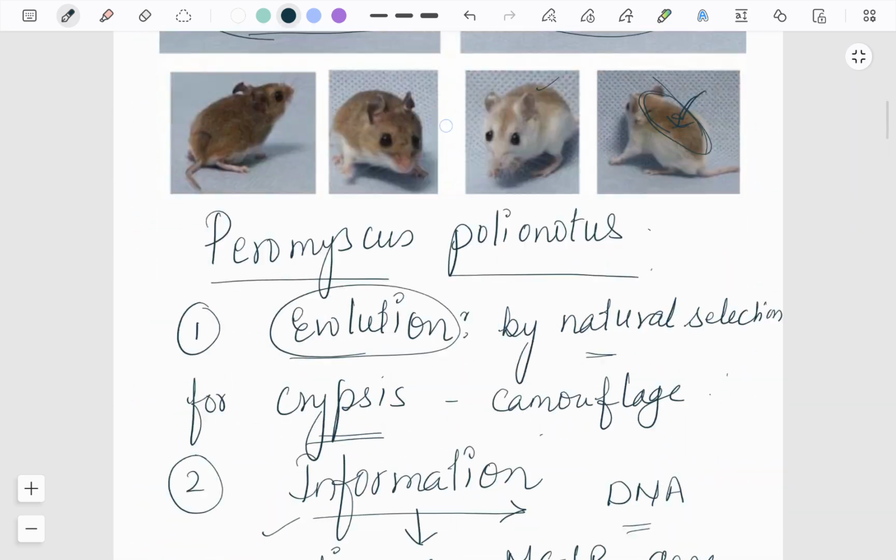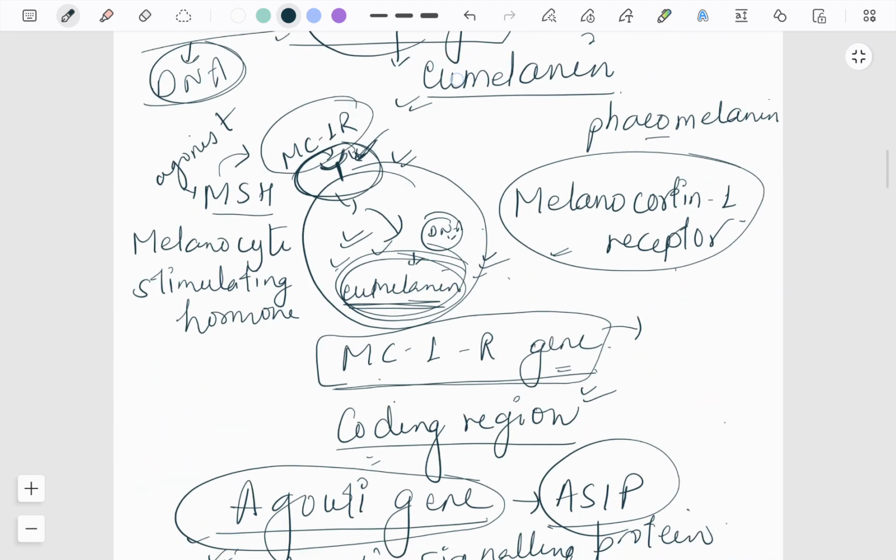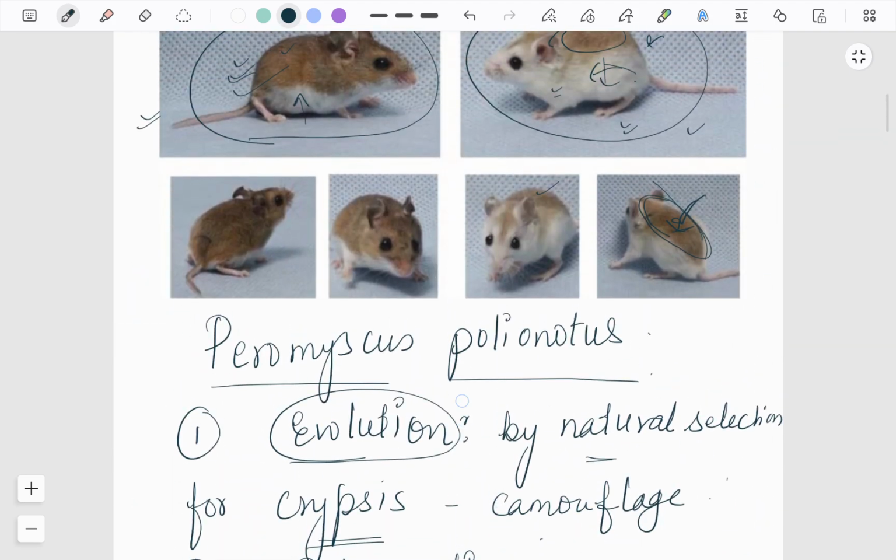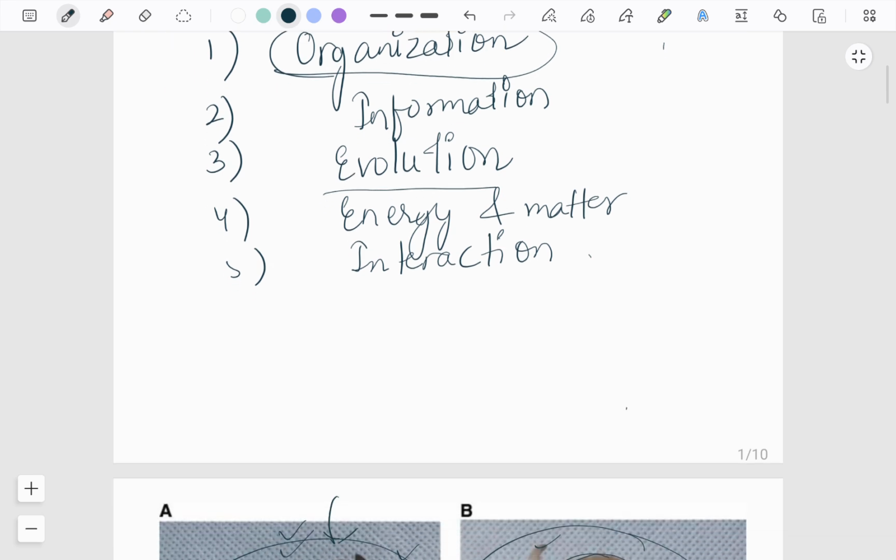So these were the different themes. I think I explained all of them and we studied all of them in the same example.